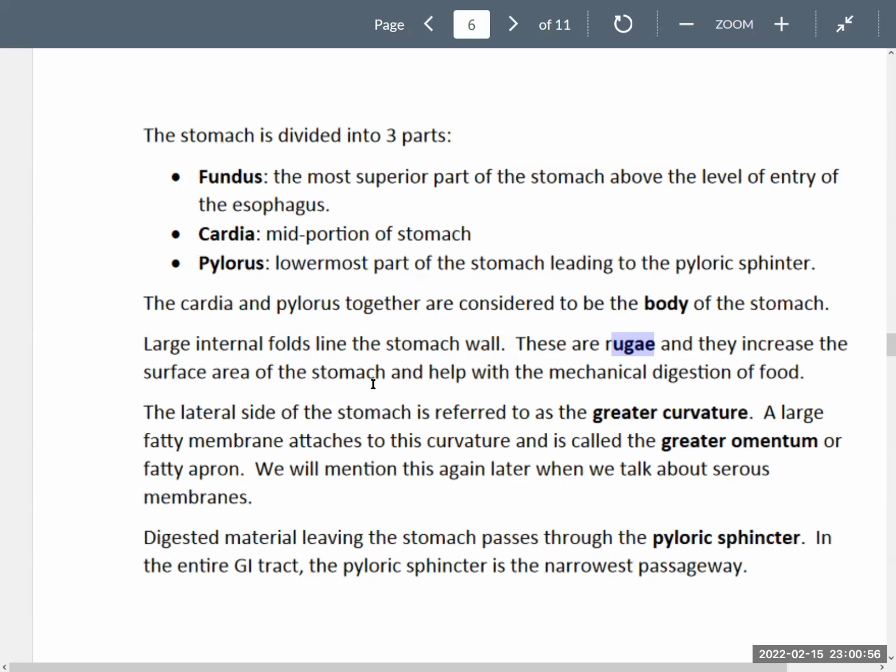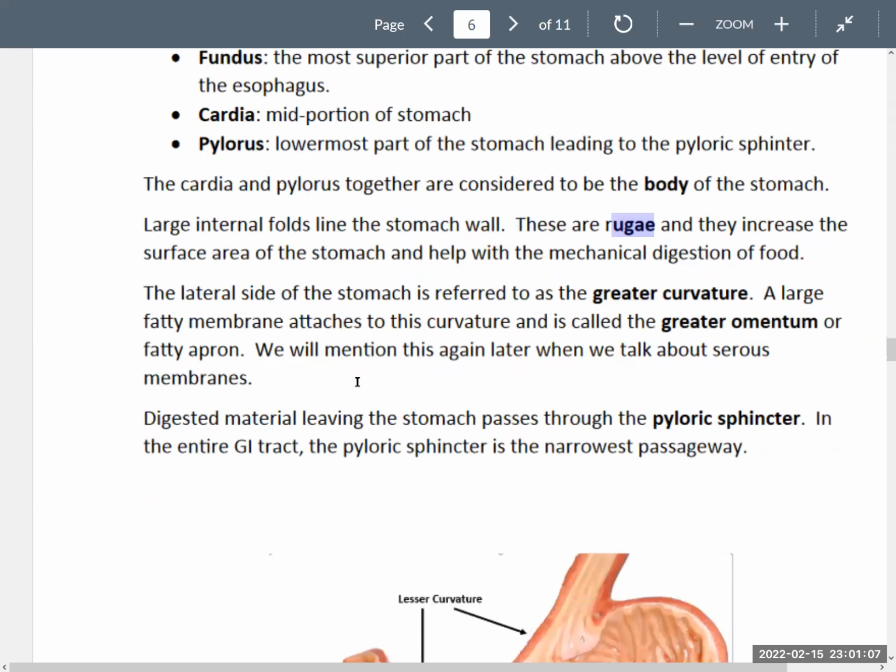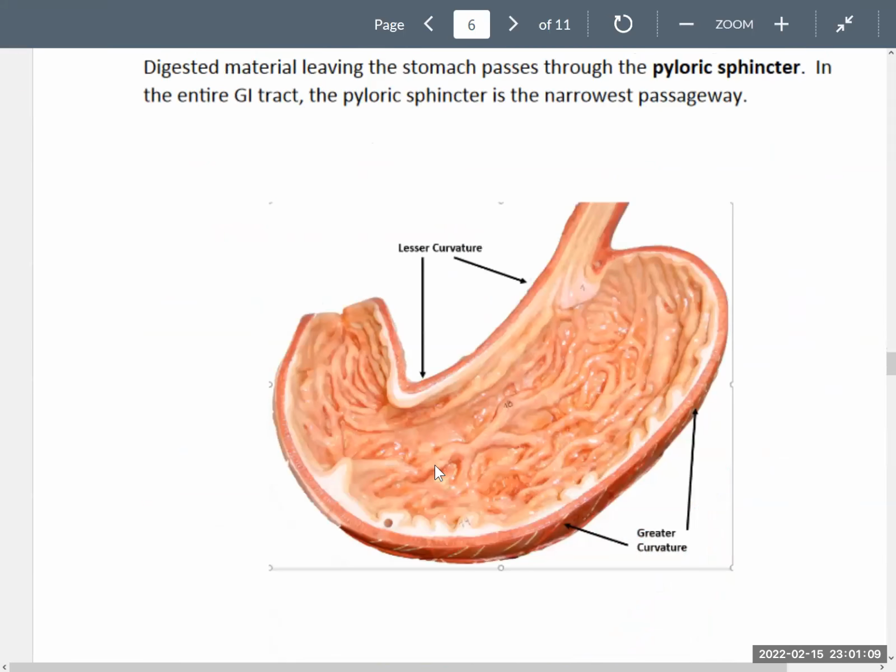The lateral side of the stomach is called the greater curvature. And a large fatty membrane that attaches to it is called the greater omentum. Here's the stomach. Here's the lateral side of the stomach. And this entire curve here is called the greater curvature. On the medial portion, this is the lesser curvature.